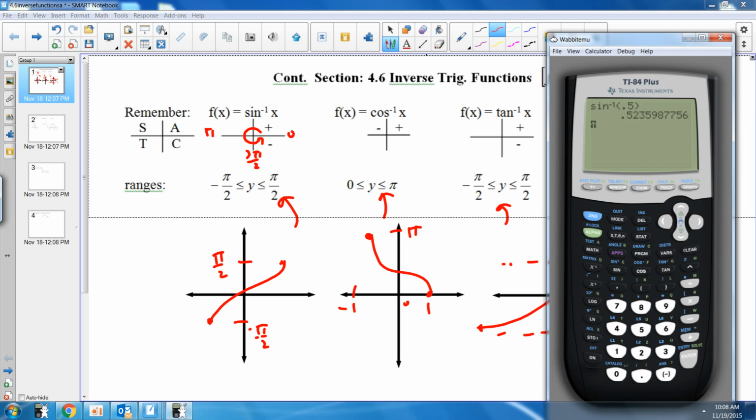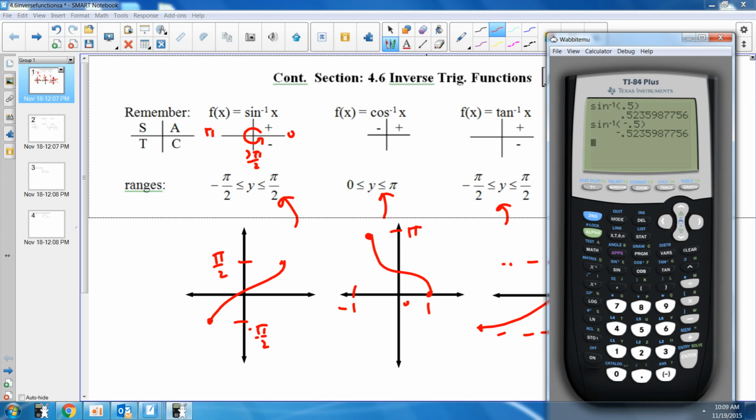But then if I did the second enter and bring up the same exact thing, and I insert a negative sign, look what happens. It gives me a negative angle. Why is it giving me a negative angle? Because this is where it's defined. This is the negative number. The angle is going to be down here in the fourth quadrant.